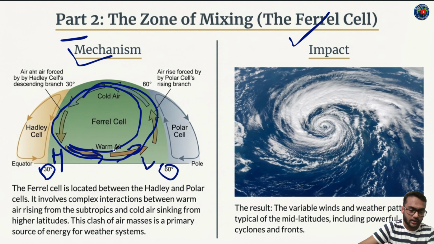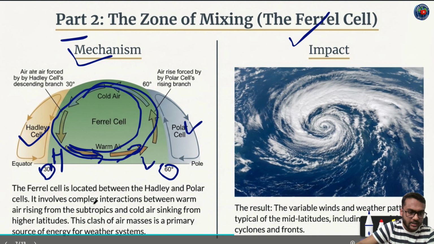The Ferrel cell is located between the Hadley and polar cells. This is the Hadley cell and this is the polar cell. It involves a complex interaction between warm air rising from the subtropics, these subtropical regions, and cold air sinking from the higher latitudes.